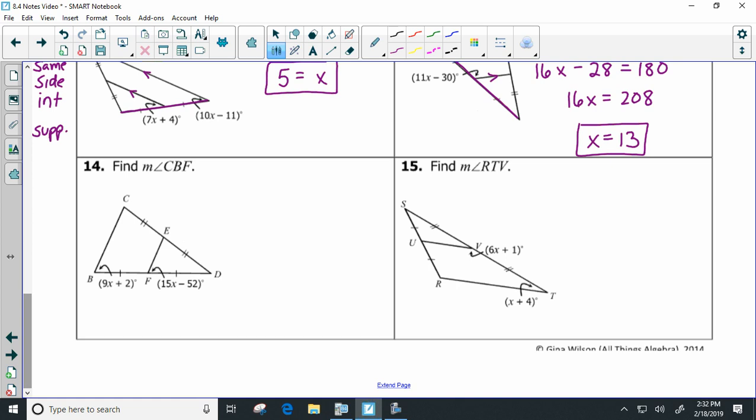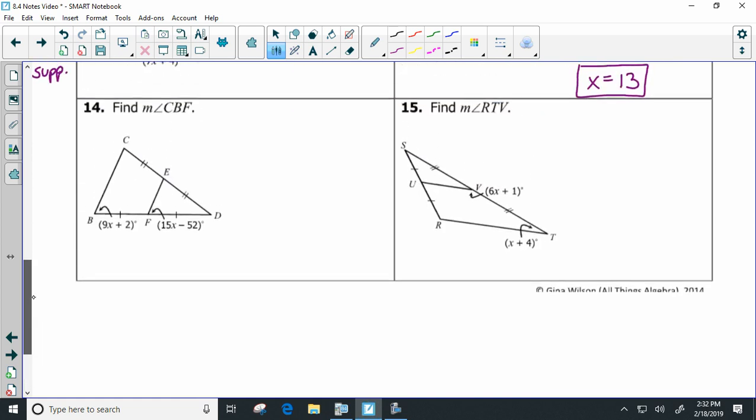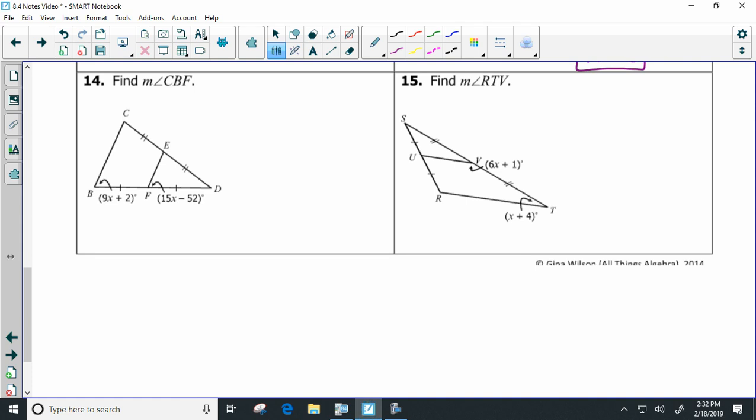Question number 14 and 15, just like 12 and 13, the only difference is they're not telling me to find x anymore.